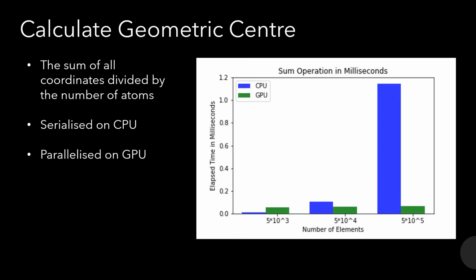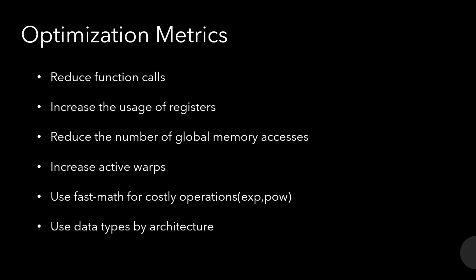Geometric center is calculated as the sum of the coordinates divided by the number of atoms. Summing the elements in an array is performed with the GPU reduce operation. I made a performance comparison according to a certain atom number. Since the number of atoms varies between 2000 and 10,000, performing this operation on the CPU gives us better performance. The applied optimization metrics can be listed as: reduce function calls, increase the usage of registers, reduce the number of global memory accesses, increase active warps, use fastmath for cos operation, change data types from double to float.